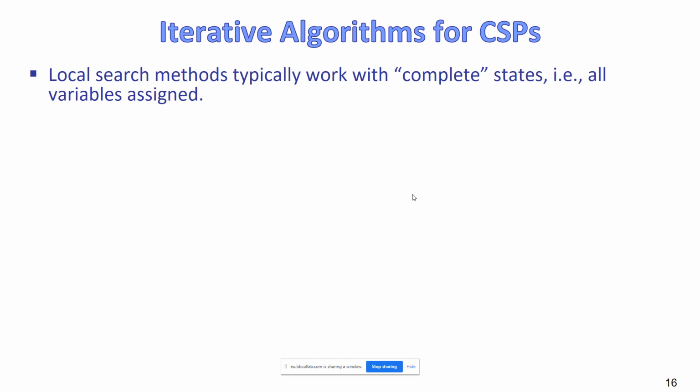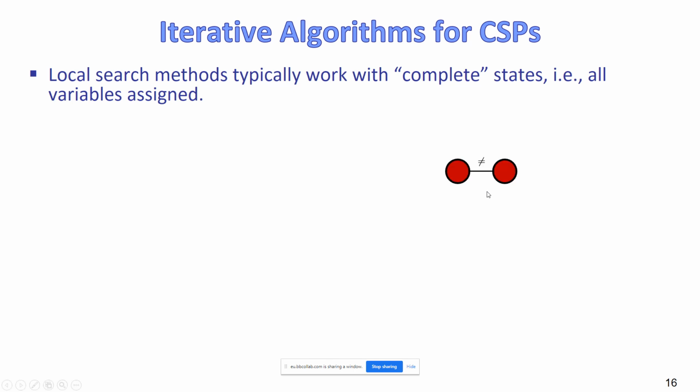This one is completely different in the sense that we start with a complete state. Complete state means we have a value for all the variables. Of course, it might be different values, but we have one value for each variable. Of course, this assignment might not be a solution. That's okay. We start from that, and iteratively we improve it by changing one value of a variable until we reach a solution. So that's the idea.